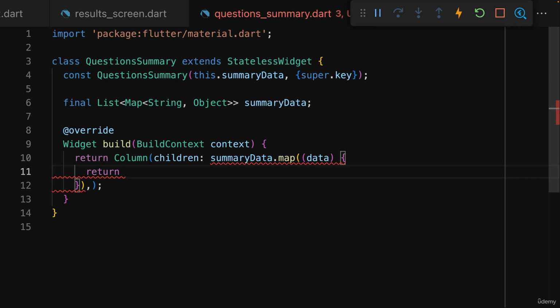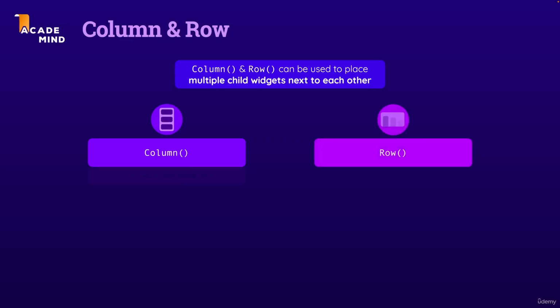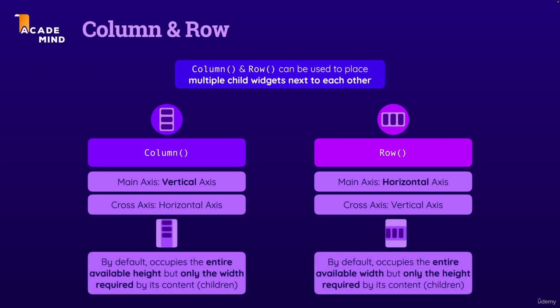And the widget to which I want to map it here should actually be a row widget. And that's now a new widget, which we haven't used before. The row widget is in the end the horizontal equivalent to the column widget. Where column is used to display multiple widgets next to each other vertically, row is used to display multiple widgets next to each other horizontally.